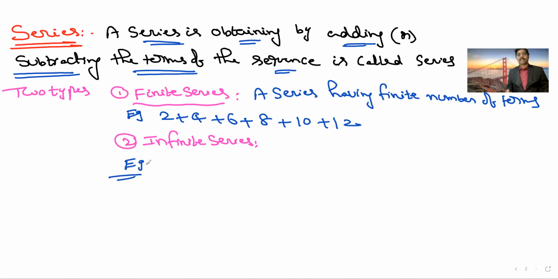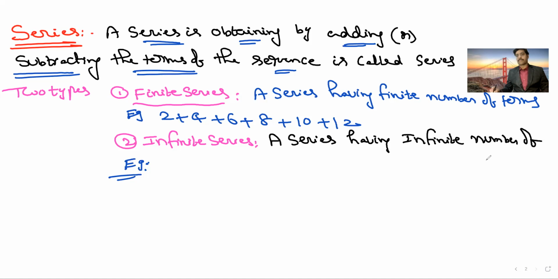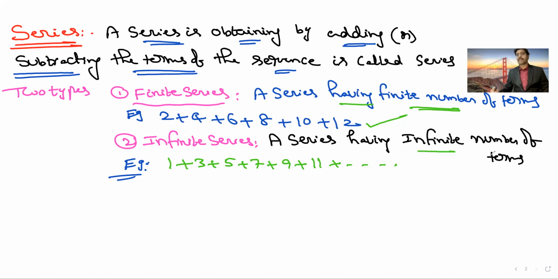So now I give infinite series example. What is the infinite series? A series having infinite number of terms. I give one more example: 1 plus 3 plus 5 plus 7 plus 9 plus 11 and so on. This is an infinite series example. Okay, a series having finite number of terms is finite series. Infinite series is having infinite number of terms.